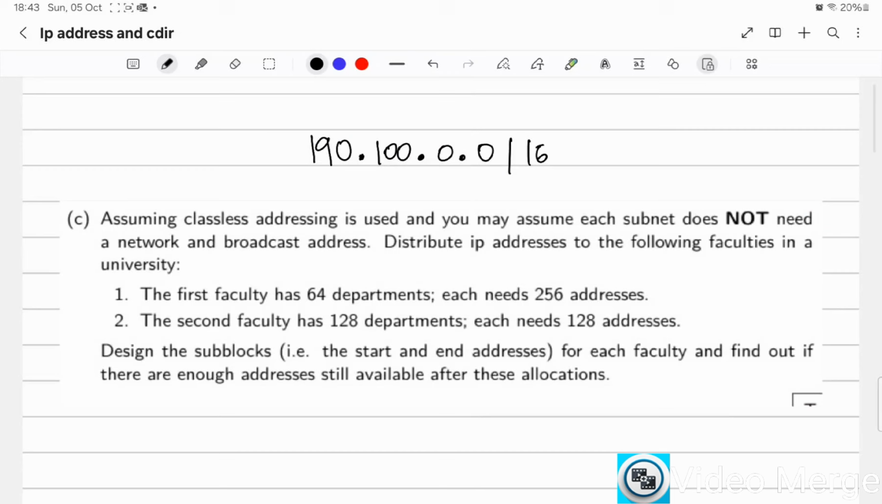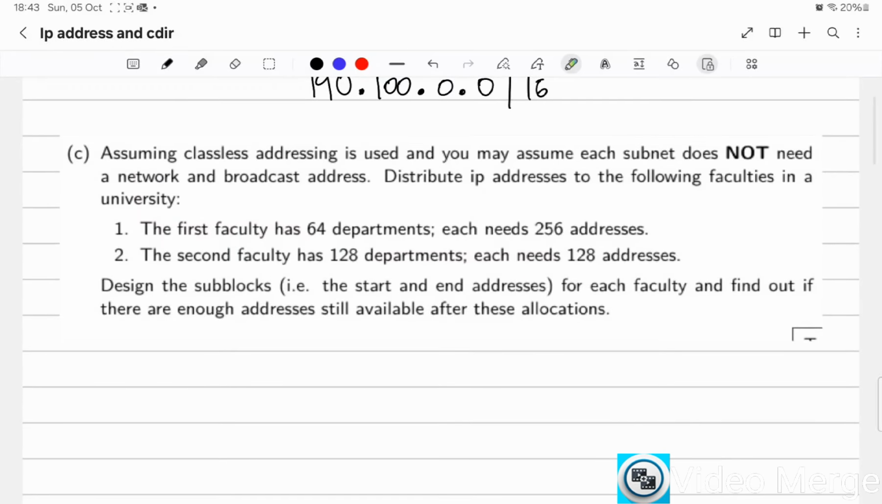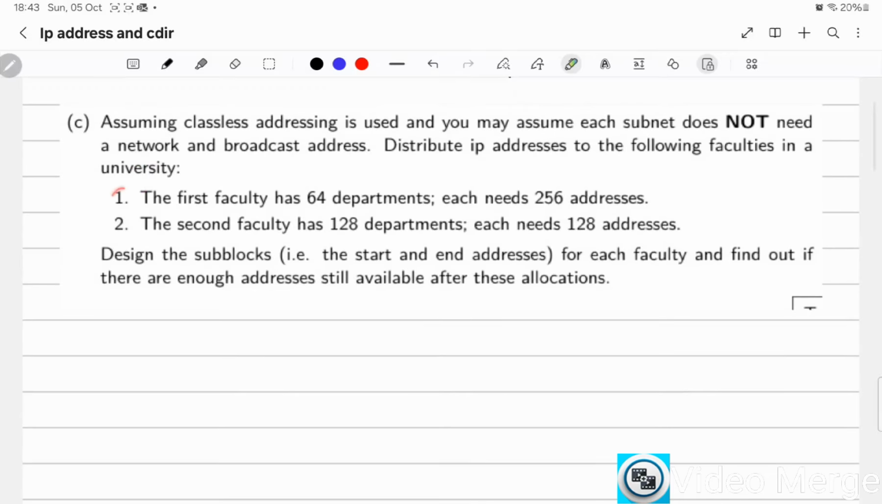Okay, let's try to answer this question. Say we are given this IP address here. And the question says, assuming classless addressing is used, and you may assume each subnet does not need a network and broadcasting address. Distribute IP addresses to the following faculties in a university. Then we have number one. Let's focus on the first one.